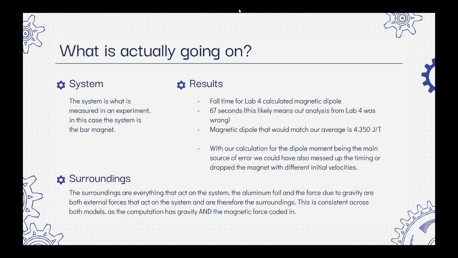So the fall time using the lab 4 calculated magnetic dipole is 67 seconds. So that's probably a very big source of error, meaning that our lab 4 value was very wrong. A magnetic dipole that would match the average that we saw in the experiment would be 4.350 joules per Tesla. And then the calculation for the dipole moment is the main source of error, though there could be other things. We could have also messed up the timing, or dropped it with different initial velocities, but this is obviously not as severe as 67 seconds.